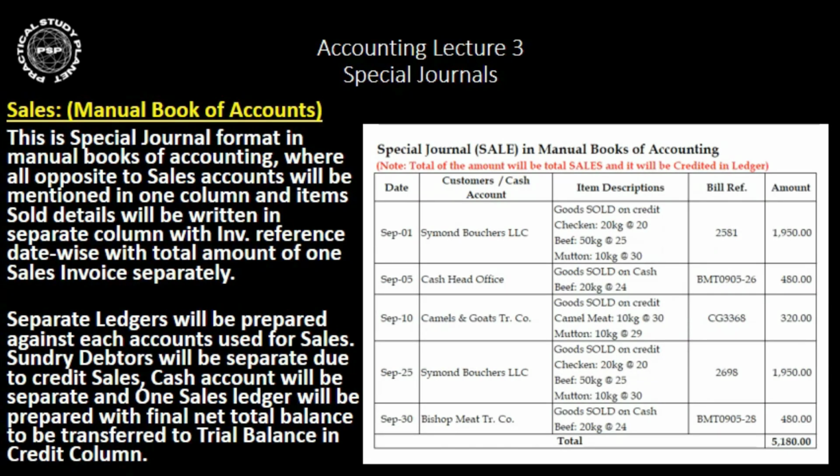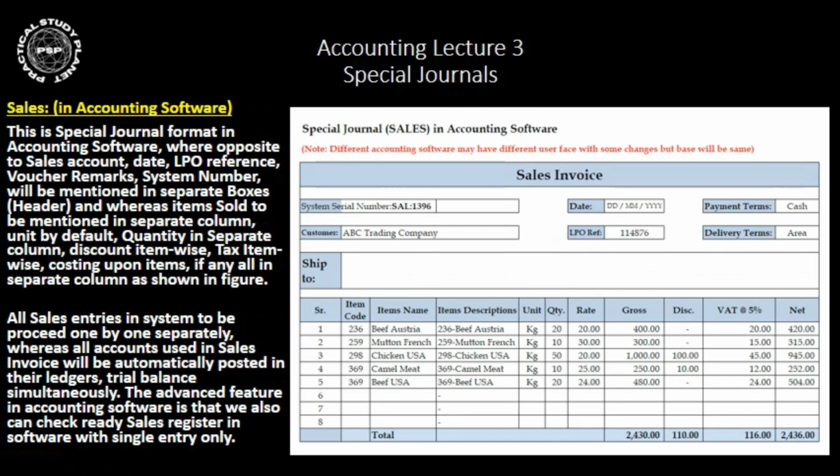Now the sales in manual books of account, how will they appear? This special journal format in manual books of account has all accounts opposite to the sales account mentioned in one column, and the details of items sold written in a separate column, with the invoice reference date-wise, with the total amount of one sales invoice separately. Similarly, ledgers will be prepared for the accounts used in this register. Its credit balance will be transferred as the net balance to the credit side of the trial balance.